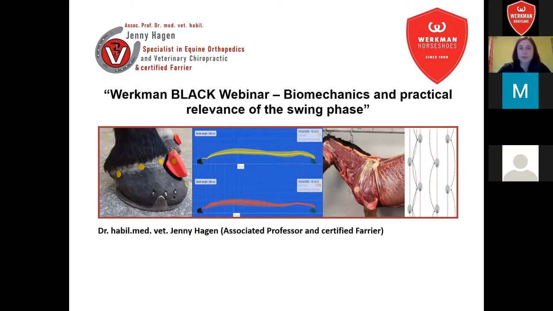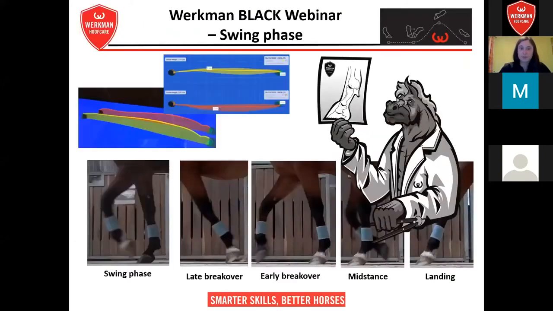And in the next webinar we will speak about the influence of trimming and shoeing on this phase. But I think to understand what we can achieve by our trim or by our shoeing, it's important to understand at least some facts about the swing phase. That is why we focus today on the geometry, so how the hoof moves in space during swing phase, and on the timing of swing phase. So these two facts will be the topic of today.